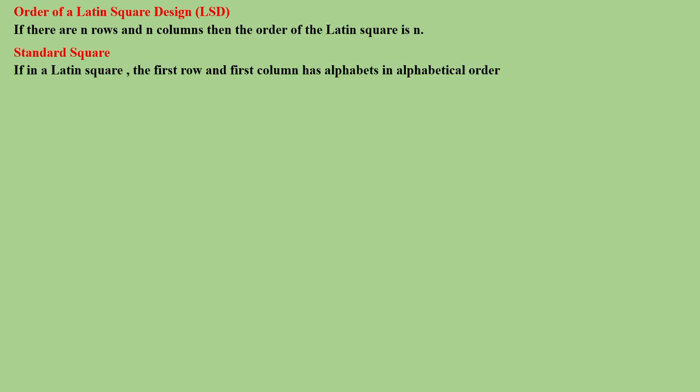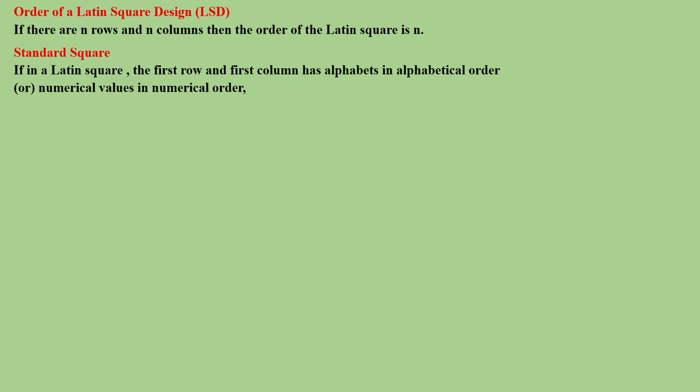Like that. Standard square: if in a Latin square the first row and first column have the alphabet in alphabetical order. So you check the first row and first column. If it is in alphabetical order, right? Or numerical value in numerical order. Numerical order means it starts with 1, 2, 3, 4, 5, 6, that is the order, right? Alphabetical, you know, A, B, C, D, right? If it is A, B, C, D, etc., like that, then that is a standard square. First column and first row should be the same like that.